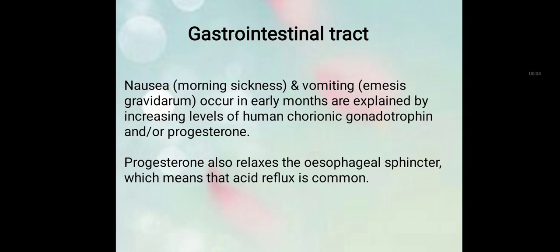Gastrointestinal tract. Nausea in pregnancy, known as morning sickness, and vomiting or emesis gravidarum, are both common complaints in pregnancy, occurring mainly in early months, explained by increase in progesterone and human chorionic gonadotropin. Also, progesterone has effect on esophageal sphincters, which relax these sphincters and lead to acid reflux.